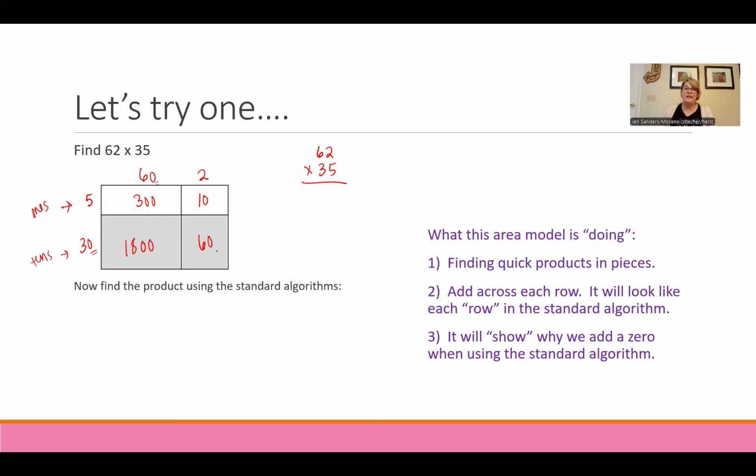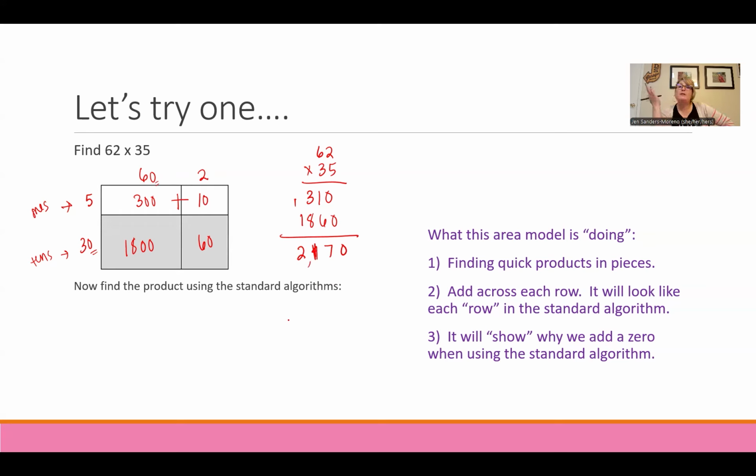Okay. Now, here is the key for having it match our standard algorithm. Add across the top. So 300 plus 10, 1800 plus 60. All right. Add down. And 3 is 11. Sorry about that. There we go. 2,170. Awesome.